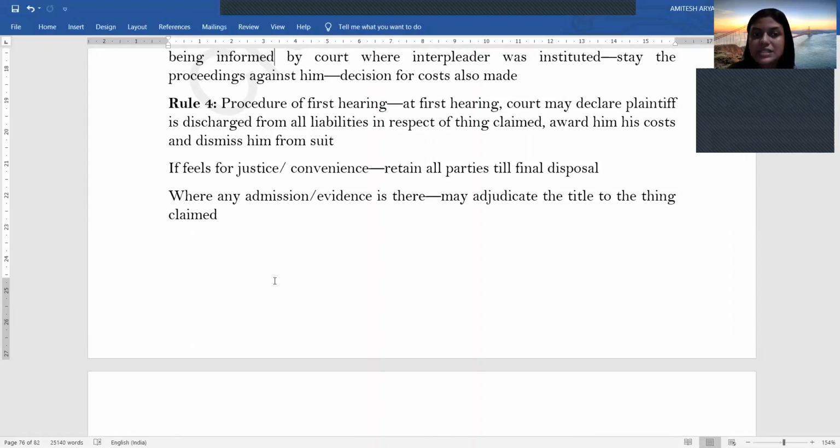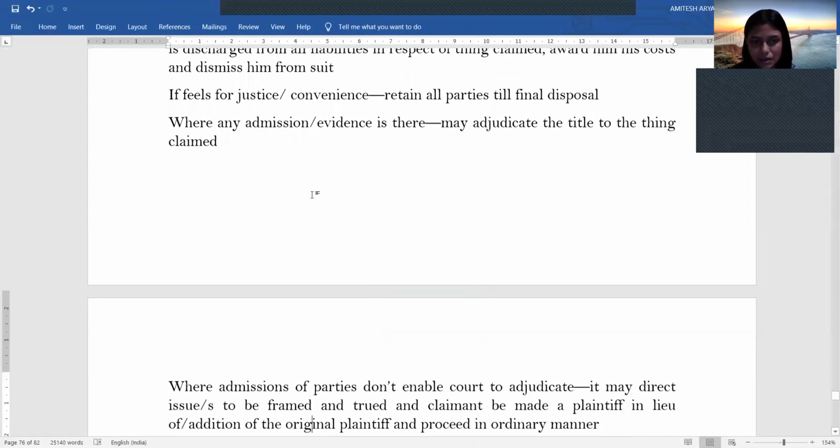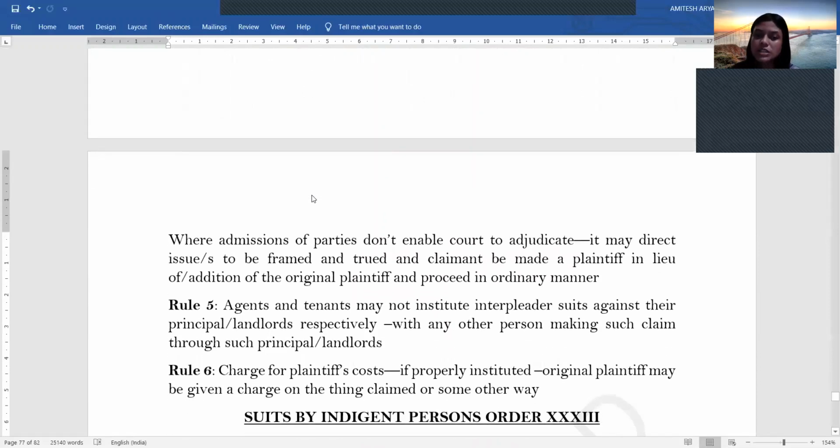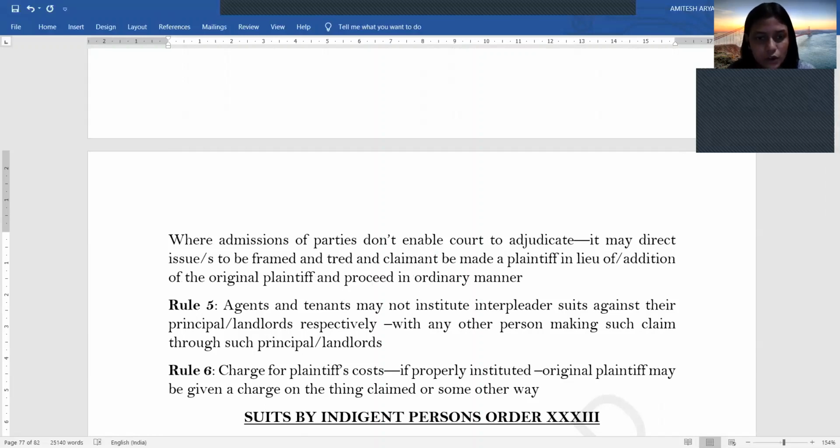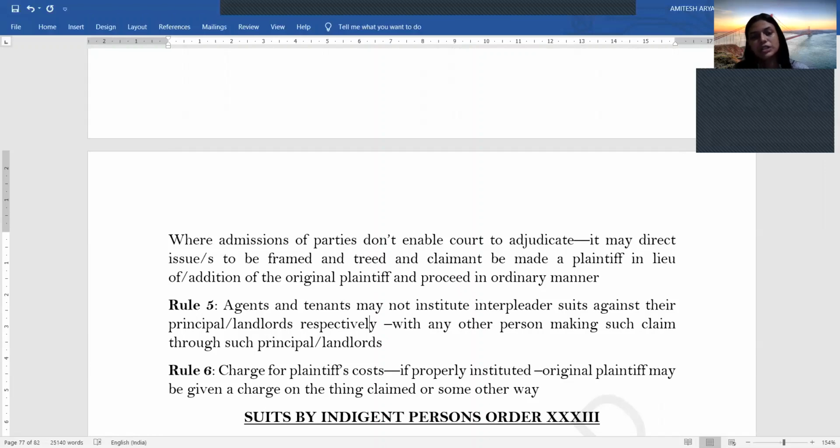However, if the court feels that it is necessary for justice or convenience, then all the parties may be retained till the final disposal. Now, if any admission or evidence has been made, then adjudication of the title in respect of the same can be done. If these admissions are not enabling the court to adjudicate, then it may direct that issues be framed, and then it will be tried, and the claimant will be made a plaintiff in addition to the original plaintiff, and it will proceed in an ordinary manner.